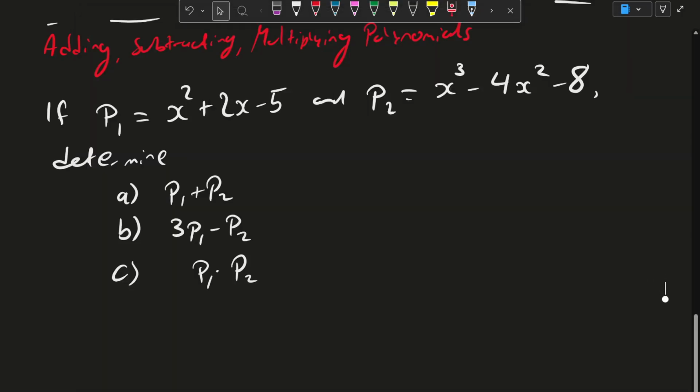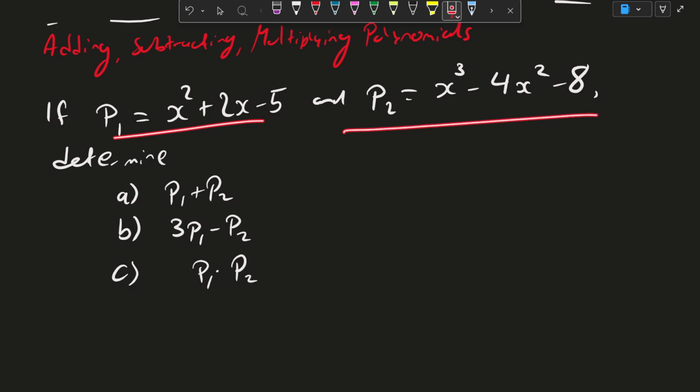So in this fairly brief video, I'm going to be going through how we can add, subtract, and multiply polynomials together, including scalar multiplication. So in this particular example, we have a polynomial p1 and a polynomial p2 defined in terms of x, and we have to determine expressions for when we add them together, if we do 3 times the first one, take away the second one, and if we multiply them together.